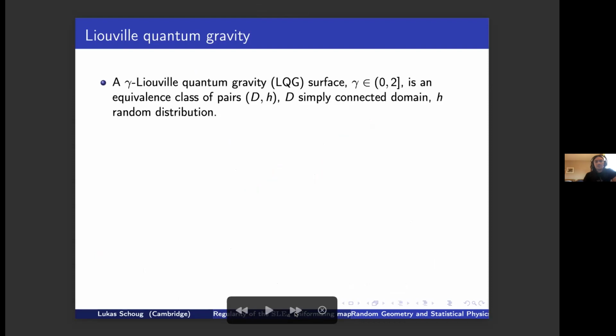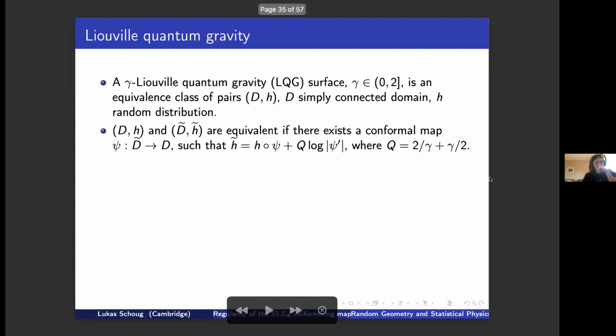So instead, one has to define it a little bit differently. You take it as an equivalence class of pairs (D, h), where you have a simply connected domain D and a random distribution h, where you define two surfaces to be equivalent if there is a conformal map psi from D tilde to D, such that this distribution h tilde is given by this expression.